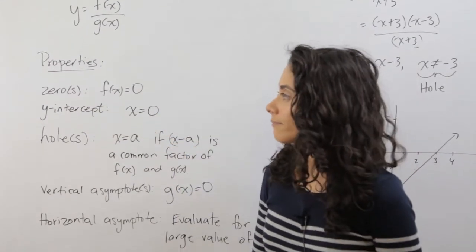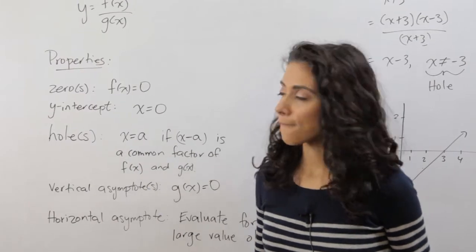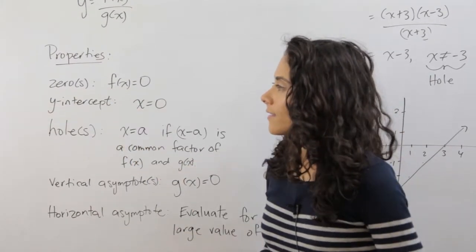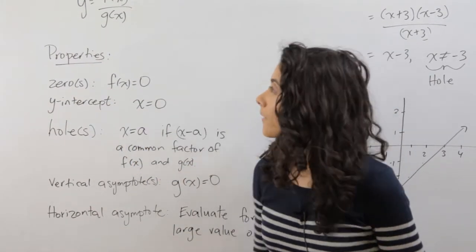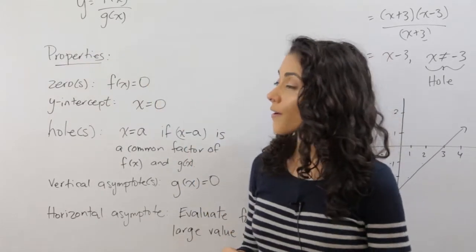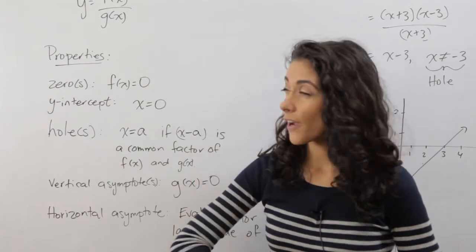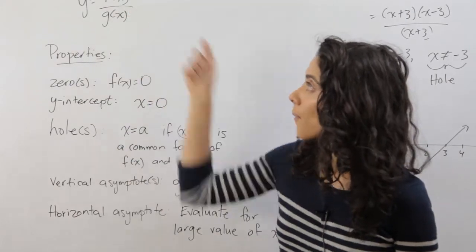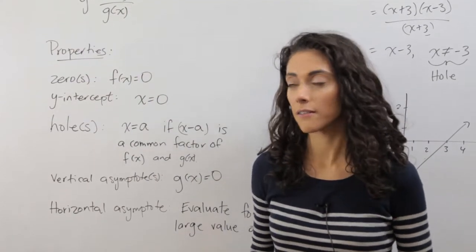In order to sketch it, we're going to want to find the properties of the graph. First one is the zeros, or x-intercepts. A rational function will have zeros where the numerator is equal to 0. So to find the zeros of a function, set the top, the numerator, equal to 0, and solve for x.